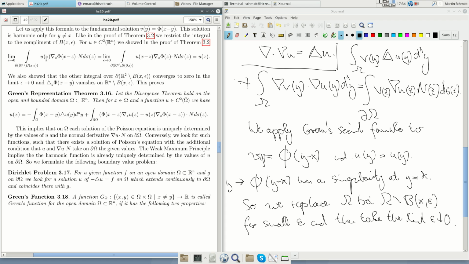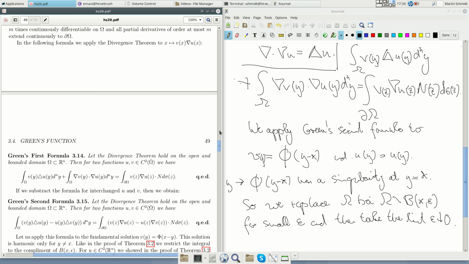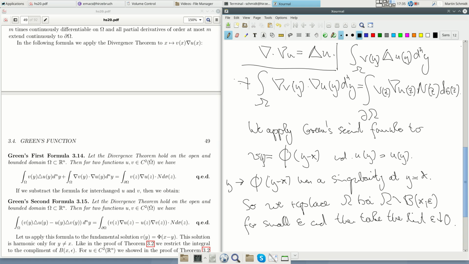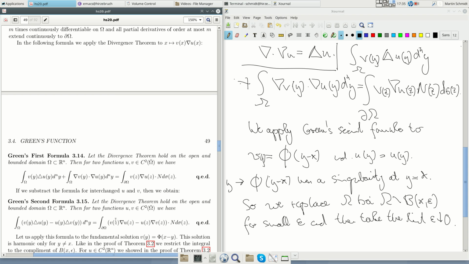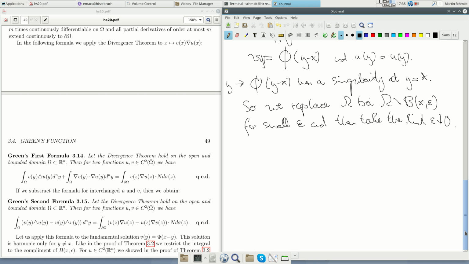So on the one side we have the term where phi times the gradient of u. This goes to 0 if we take the boundary over this part. Then this goes to 0. Maybe first I should explain how the boundary of omega looks like.